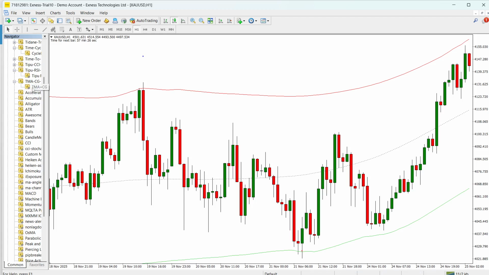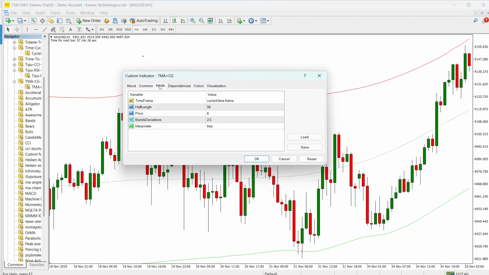As for the indicator settings, let's take a look at the inputs. All right, you can load the TMA CG MTF indicator with one time frame on the main chart and another embedded. For example, using a daily TMA CG overlay while trading on a 4-hour chart. The indicator uses its TMA and CG calculations to define the bands.